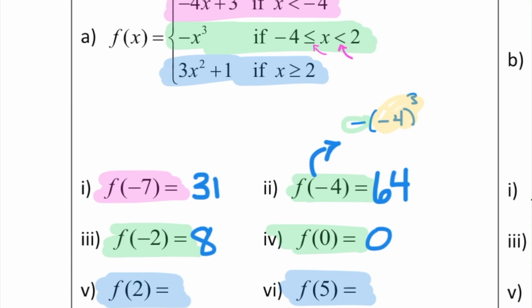F of positive 2, then now we're looking at the blue section. F of positive 2 is going to be 13. And F of 5, 3 times 5 squared, 3 times 25 plus 1 is going to be 76.